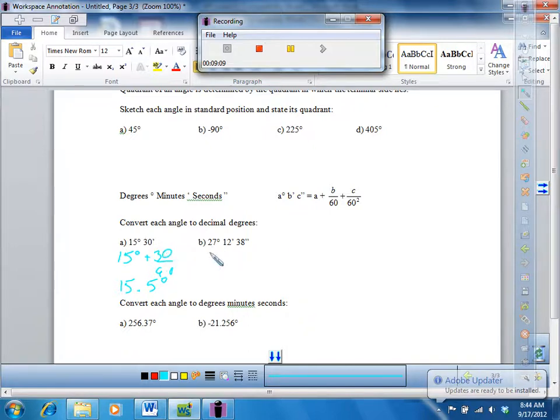To do this one, 27 degrees plus 12/60ths of a degree plus 38 what's? 60 squared. So it's 1/60th of a 60th for a second. So this is 36. That's how you do that. I'll show you a trick in a minute, but not yet. Okay? And I have these answers somewhere.